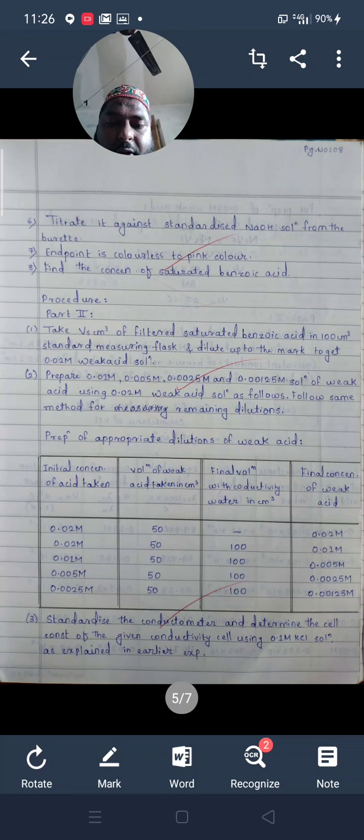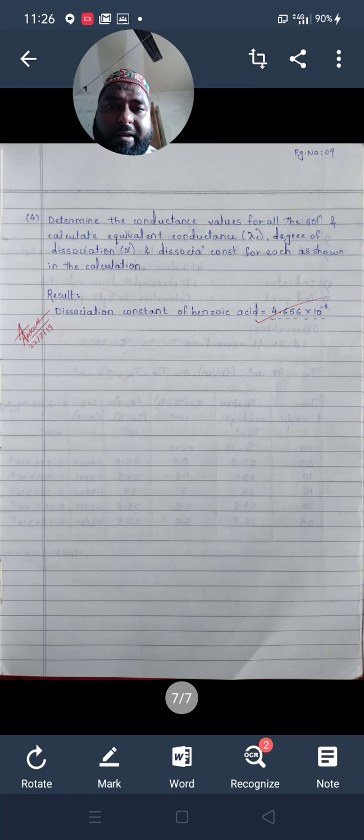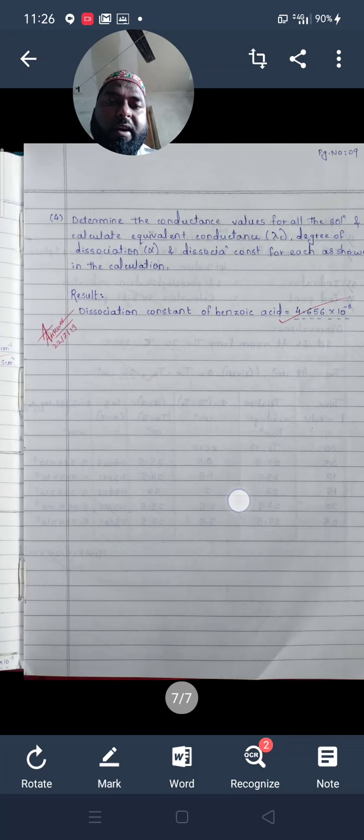We are going to standardize this conductometer with water, determine the conductance values for all the different solutions we have prepared, and for these solutions we have to calculate the equivalent conductance, degree of dissociation, and the dissociation constant. Okay, and finally we will see the dissociation constant for the benzoic acid.